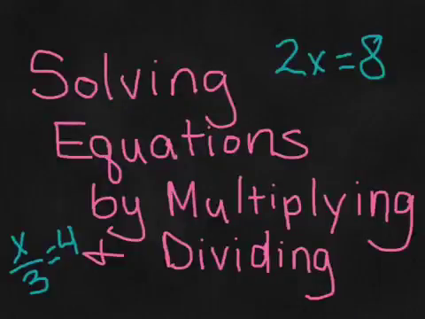Today's lesson is on solving equations by multiplying and dividing. You solve these problems the exact same way you solved the one-step equations by adding and subtracting. It's just that this time you're going to undo by multiplying or dividing. So let me walk you through a few of these, and I think it should be fairly easy for you.